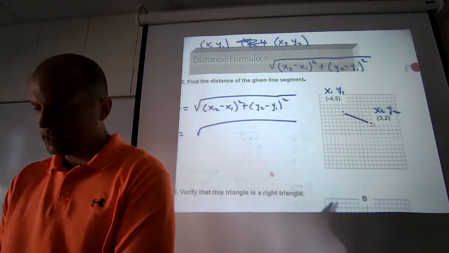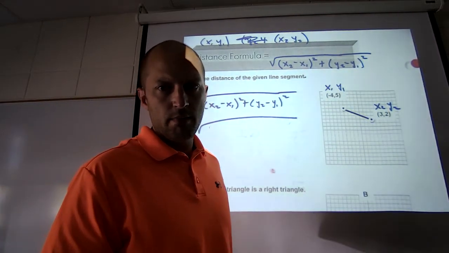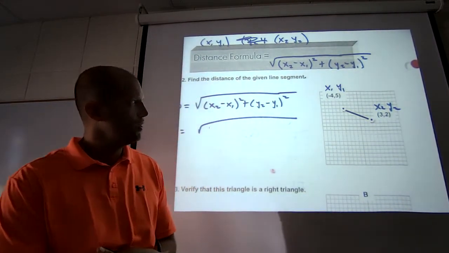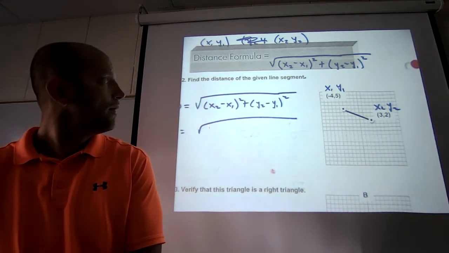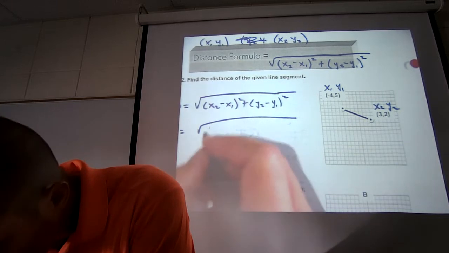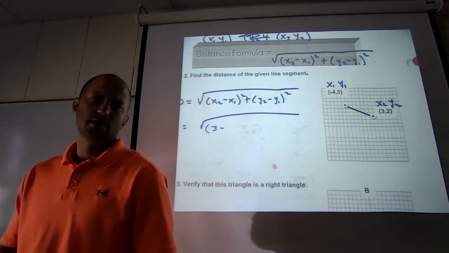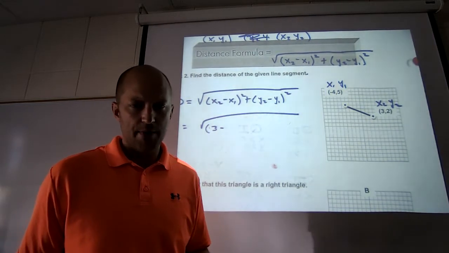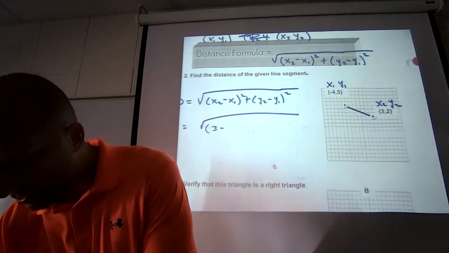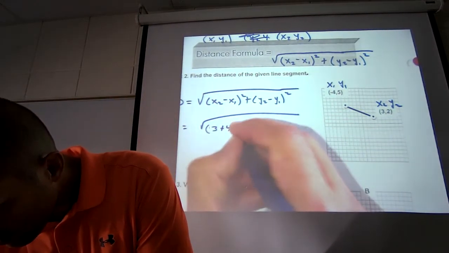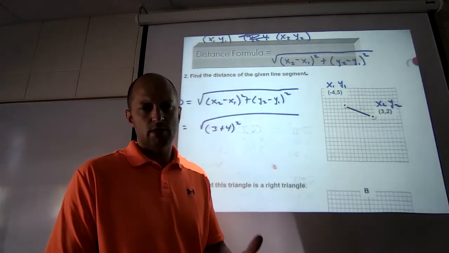All right, x's. What's my x2 minus x1? Melody, what's x2 minus x1 here? 3 minus negative 4. 3 minus a negative 4. Now, what happens to you guys if we subtract a negative? Turns into a positive. Awesome. So that's really 3 plus 4, like Melody was saying.